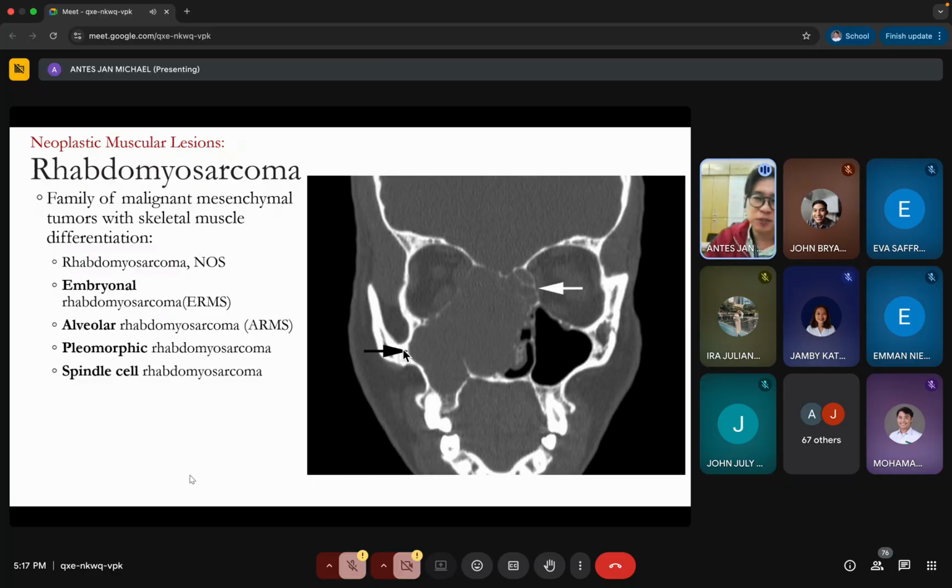As you have seen on the previous classifications, like for example ameloblastoma, we have lots of histological subtypes, but the histological subtypes do not really determine the prognosis. However, in rhabdomyosarcoma, the subtypes could actually predict the prognosis of this lesion. So that's why it's very important for us to know the histologic subtypes, for us to know what kind of characteristic of this lesion we are dealing with.